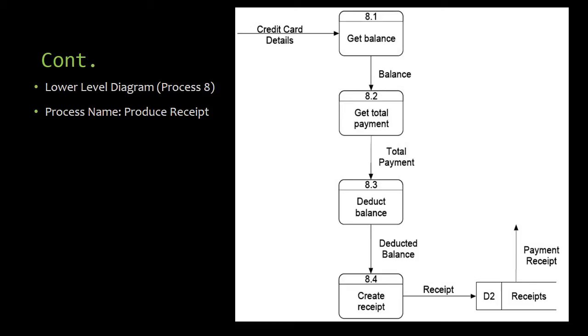Next lower level diagram is process number 8, which is produce receipt. I have 4 internal processes. First, the process will get the credit card details, and then it will get the balance, and then get the total payment. After the total payment has been gained, it will deduct the balance from the credit card, meaning to say credit card minus the total that he or she needs to pay.